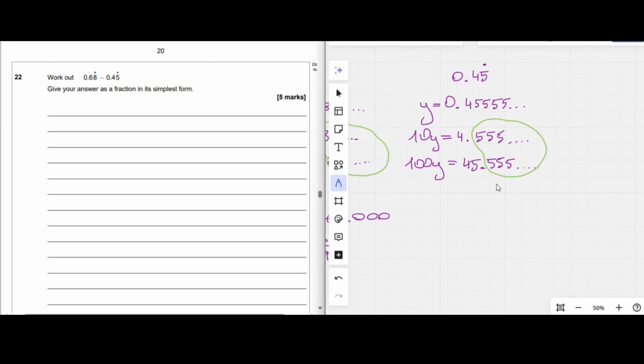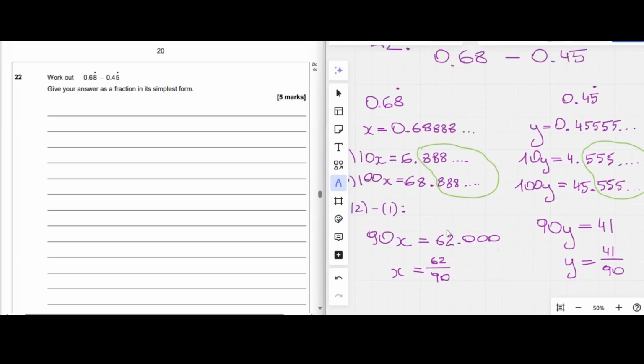And with y, it will be 90y equals 45 minus 4 is 41. And again, the decimal parts cancel. So y is 41 by 90.